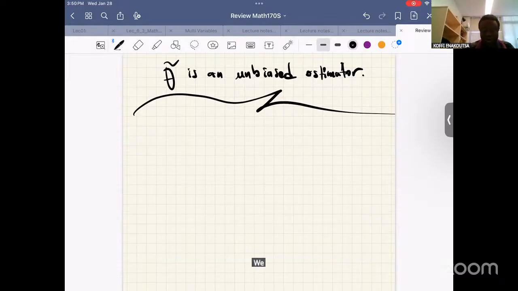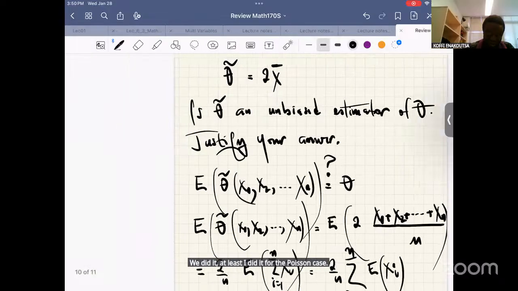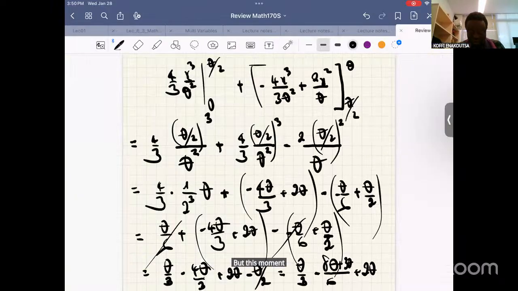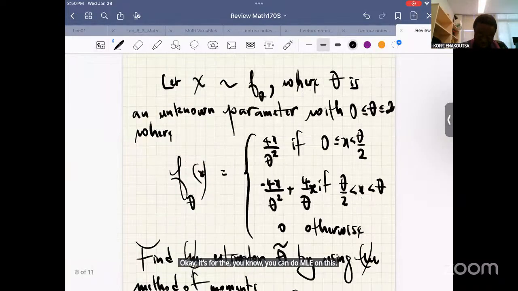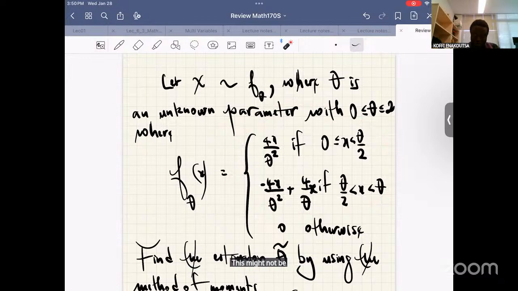We did it, at least I did it, for the Poisson case. But since this is the moment part, I didn't do it for the moment. You can do MLE on this because this is given. So you take the product of f of theta, then you have to be careful on the boundaries. The MLE methodology might not be comfortable for this case because of the interval that you have to be careful about. So the moment strategy is appropriate.